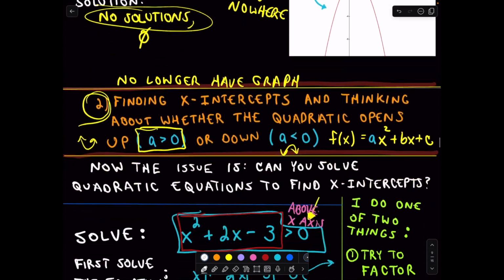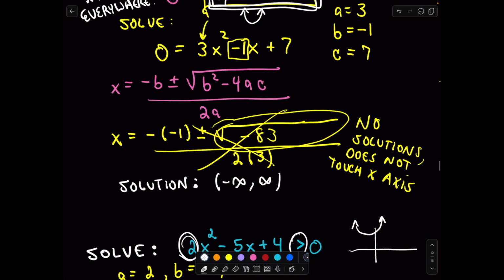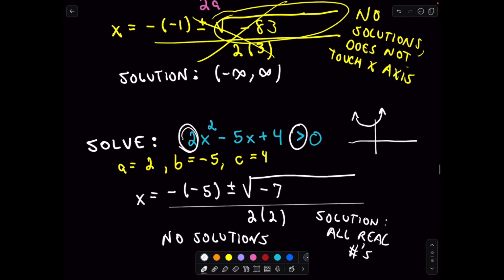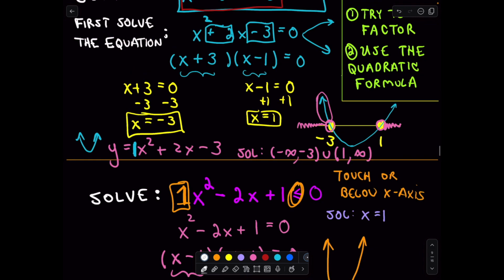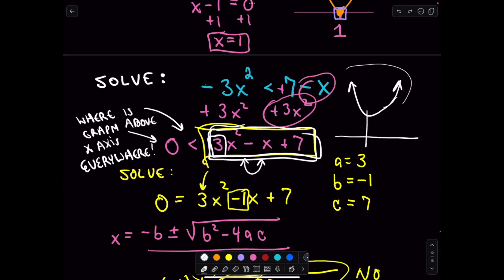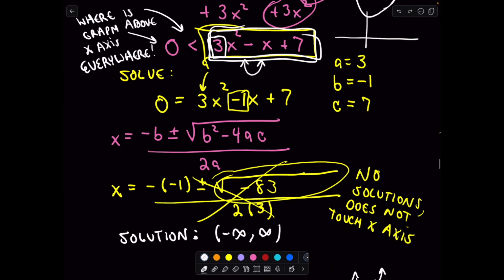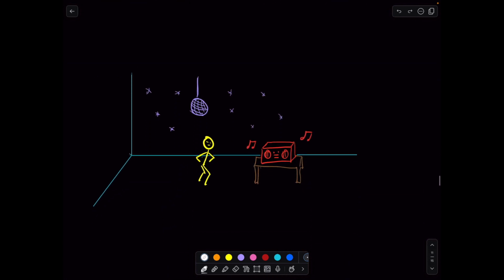So, alrighty, again, I'm still doing the same thing. I'm trying to find x-intercepts and then think about whether it opens up or down. Because if it does cross the x-axis, I can think about where is it above? Where is it below, based on whether the graph opens up or down? Or likewise, maybe it doesn't cross at all. But again, based on whether it opens up or down, I can then deduce where the graph is. And again, that's enough to answer it. Okay, so let's keep going.